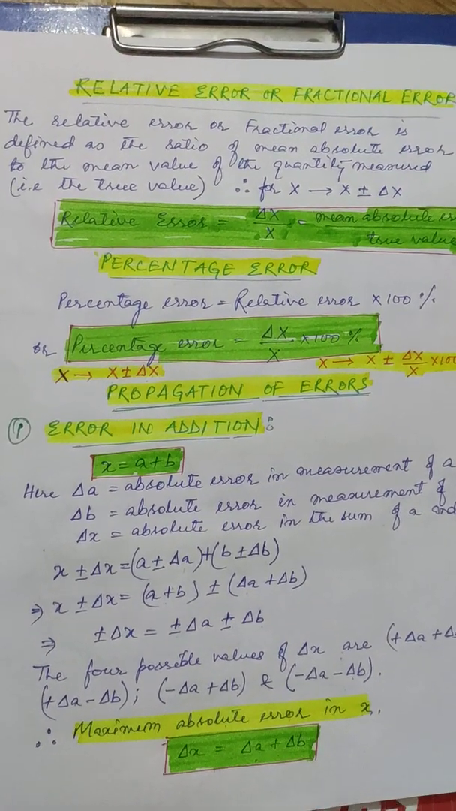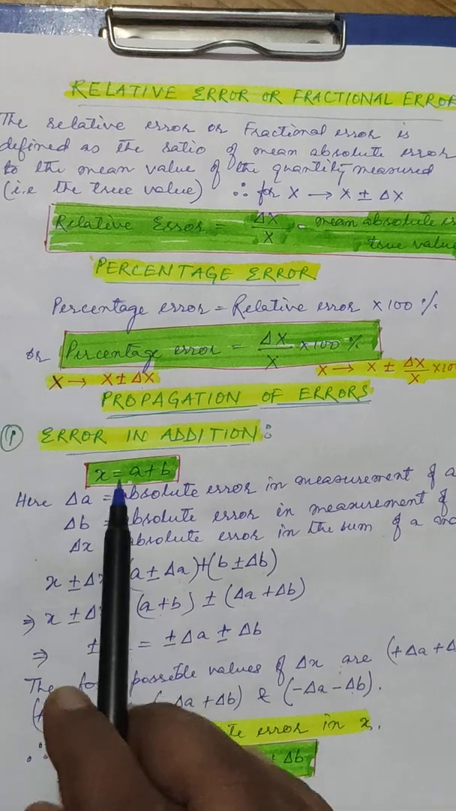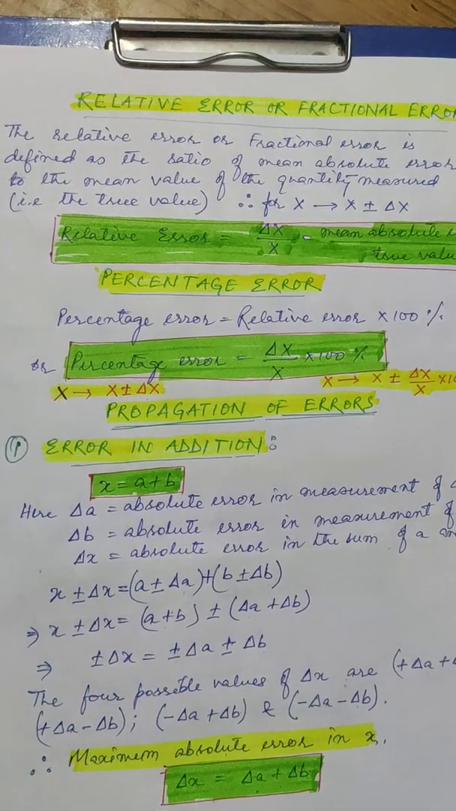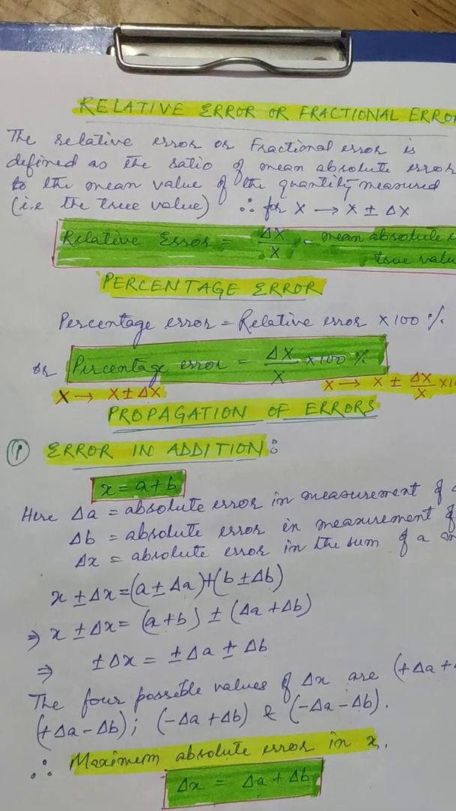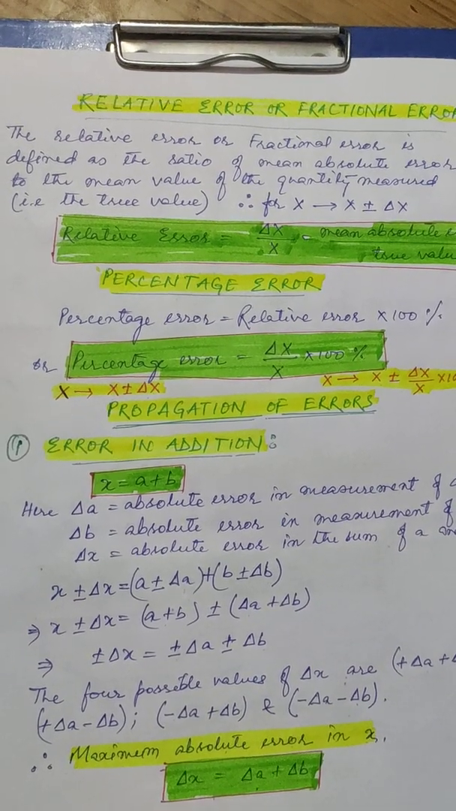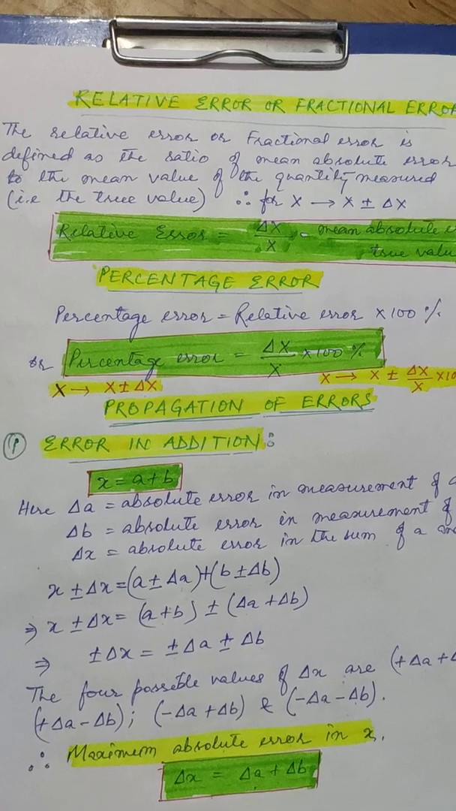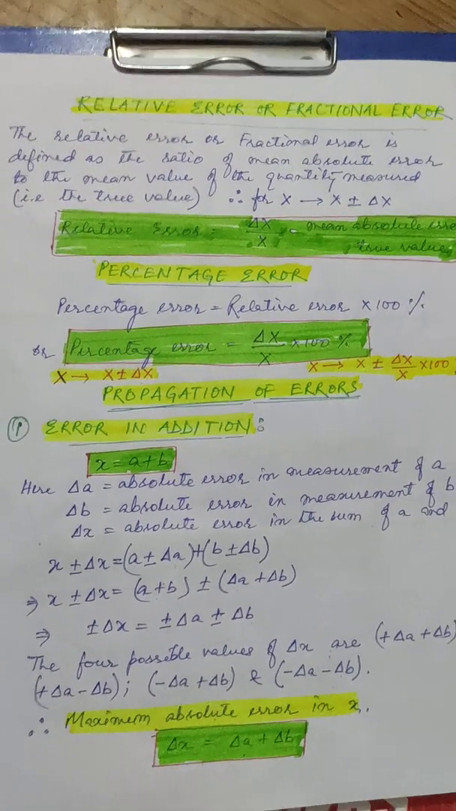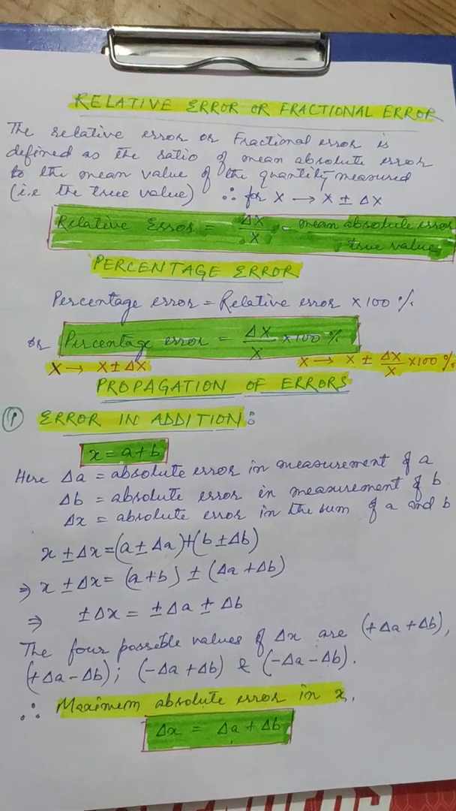So I hope this is clear. We will discuss all the conditions for error. In addition, we have already discussed; for subtraction, multiplication, division, and when the calculation is in terms of powers, all these we are going to discuss one by one. So I hope till now whatever has been discussed has been clear to you. Any doubts, you can post me the doubts.